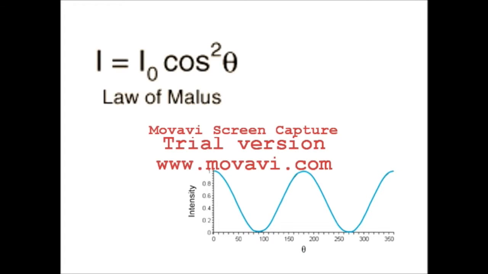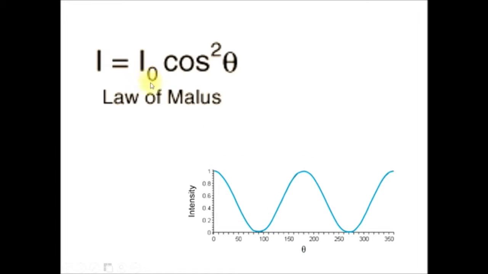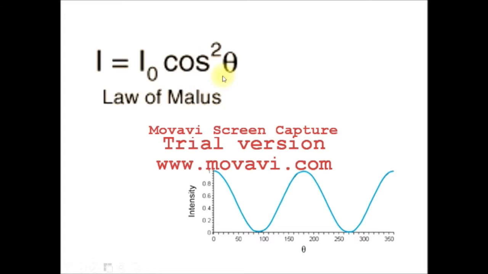Malus's law allows us to determine or predict the emerging light intensity using the angle between the two filters. So how we calculate it is using I0, which is the unpolarized light intensity, times the cos squared of the angle between the two polarizing filters.